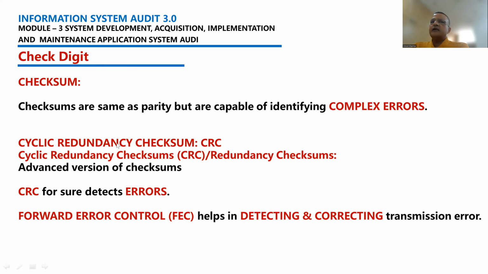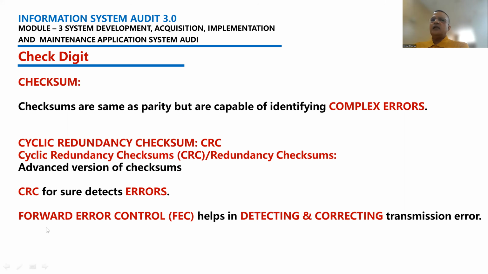Cyclic redundancy check. Redundancy means duplication. So cyclic redundancy check, or redundancy checksum, these are advanced versions of the checksums. That means they're based on advanced mathematical algorithms, which help in detecting all the errors for sure. Now CRC for sure detects the errors. Errors cannot escape if you have CRC there.